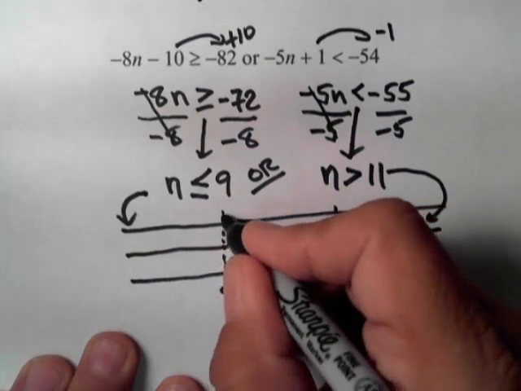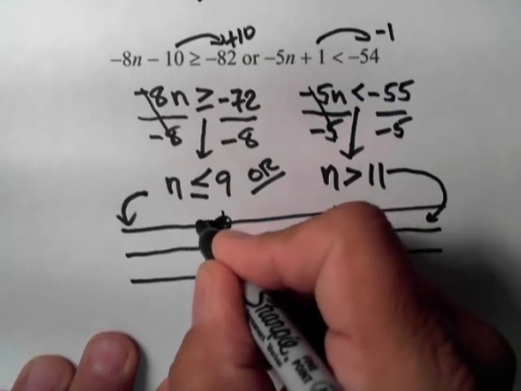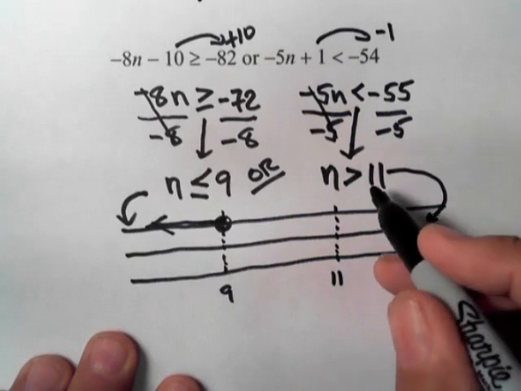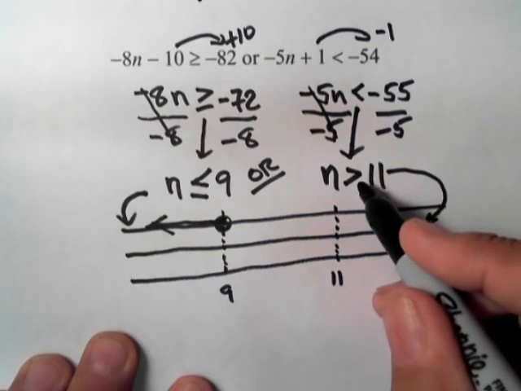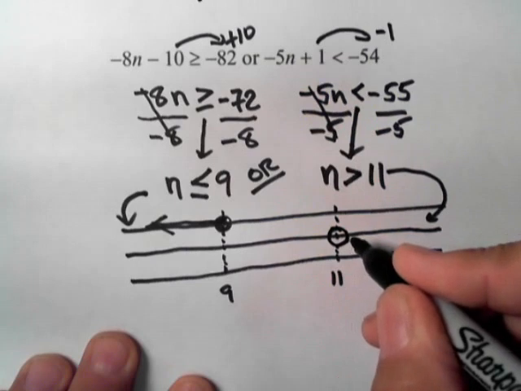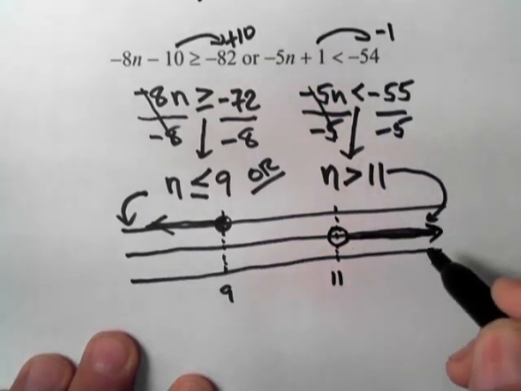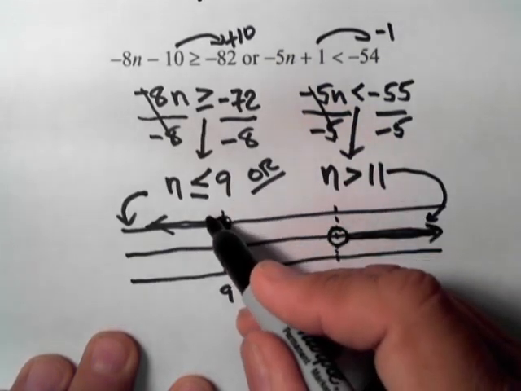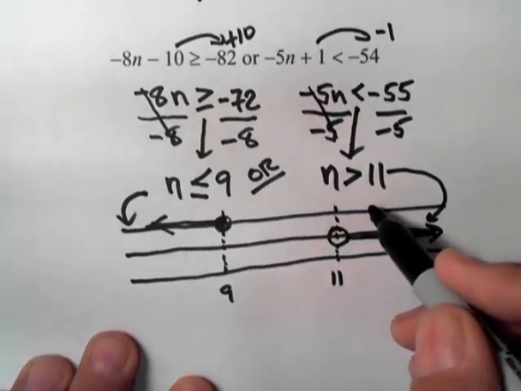Well, we've got the solid circle since it's less than or equal to, and the n is getting smaller, so there's our value. Over here, the boundary is 11 and no equal bar, so we have the open circle, n is getting larger, so here it goes. Well, remember, since this is an or, the solution can be either this guy or this guy. All it has to do is satisfy one and it's good.